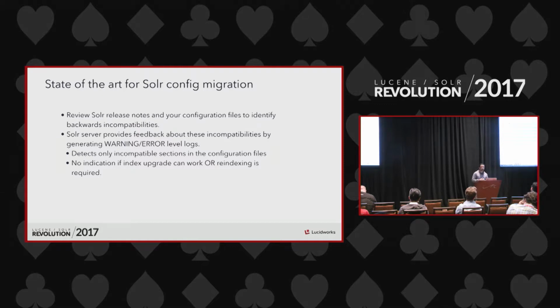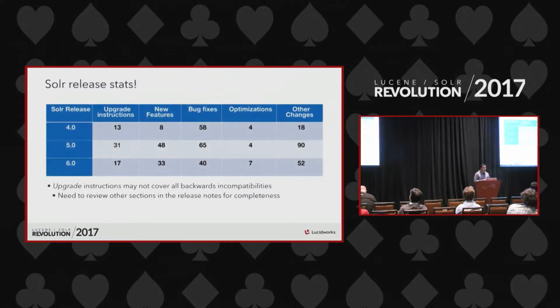So now one question that you might have is, hey, what's the big deal, right? I can just go read the release notes and find out what those changes are. So let's see what the release stats look like. So I have basically figured out the release stats for the last 3 releases, Solr 4, Solr 5, and Solr 6. So these are different sections that you will find in your release notes: upgrade instructions, new features, bug fixes, optimizations, and other changes.